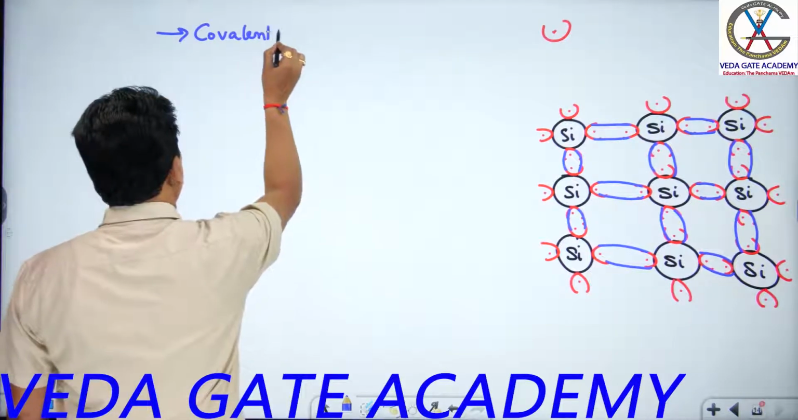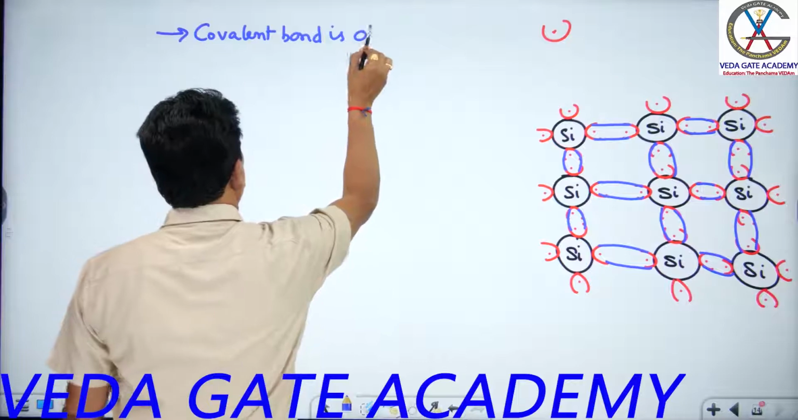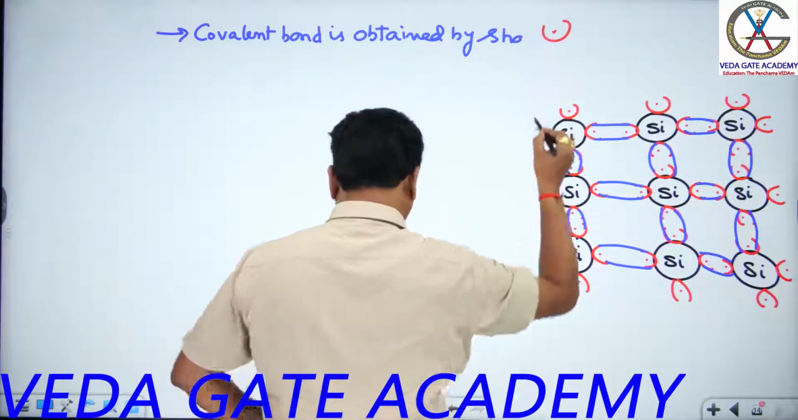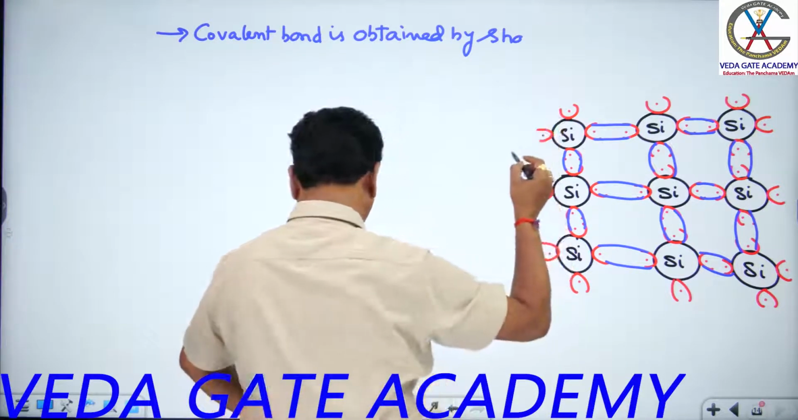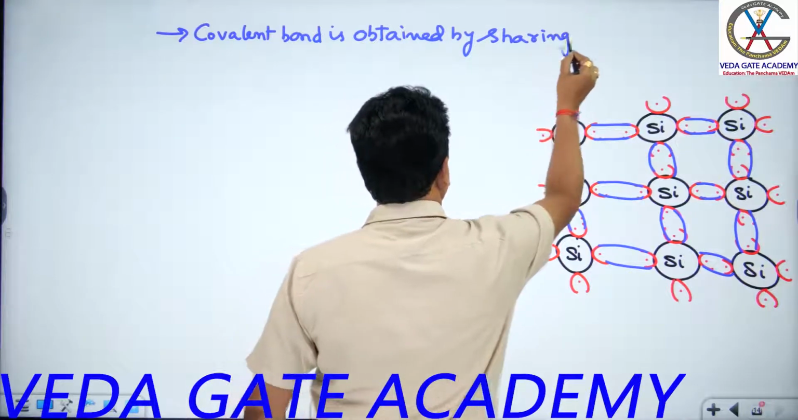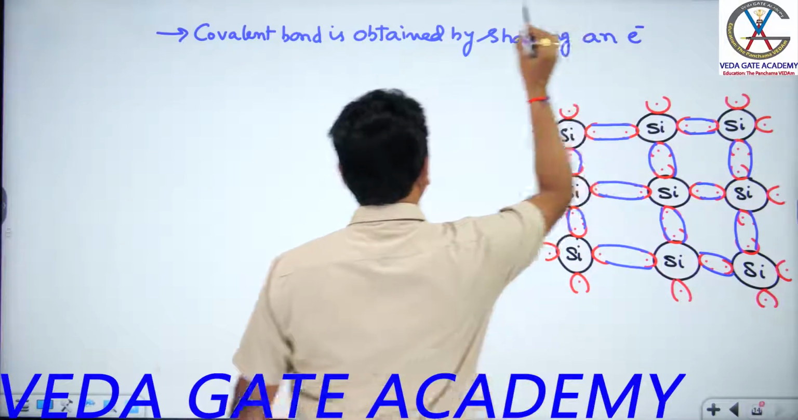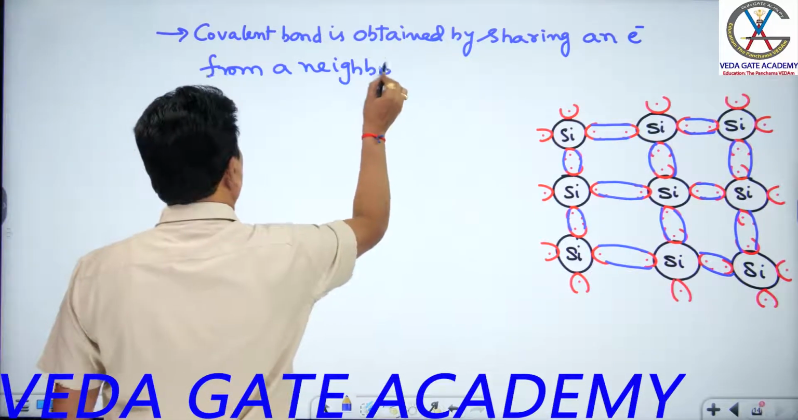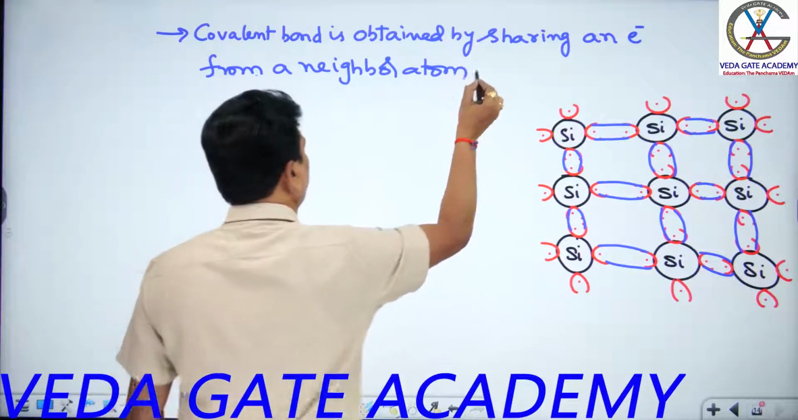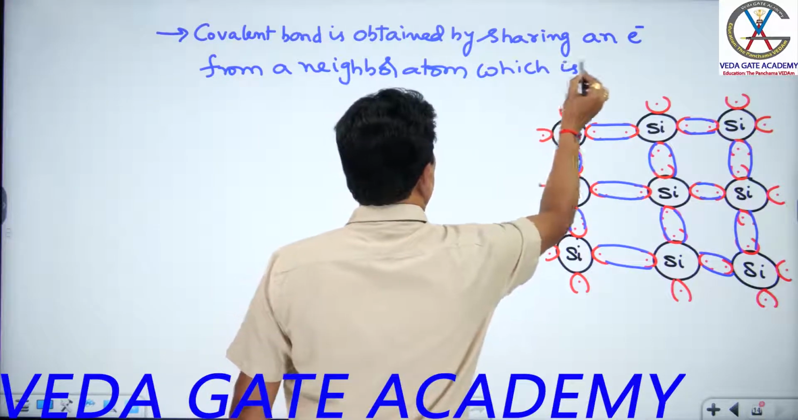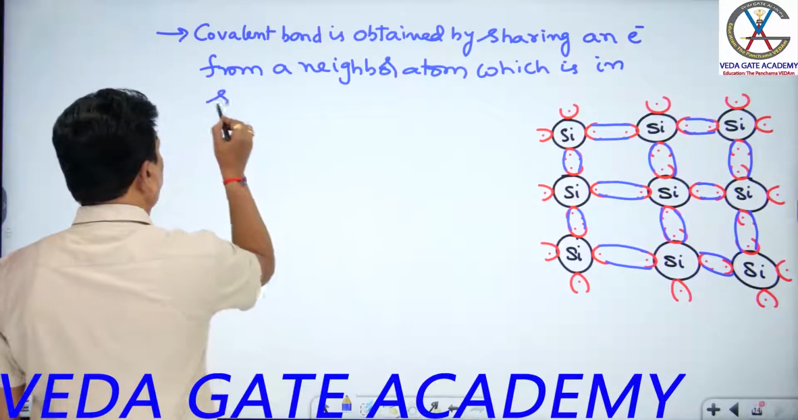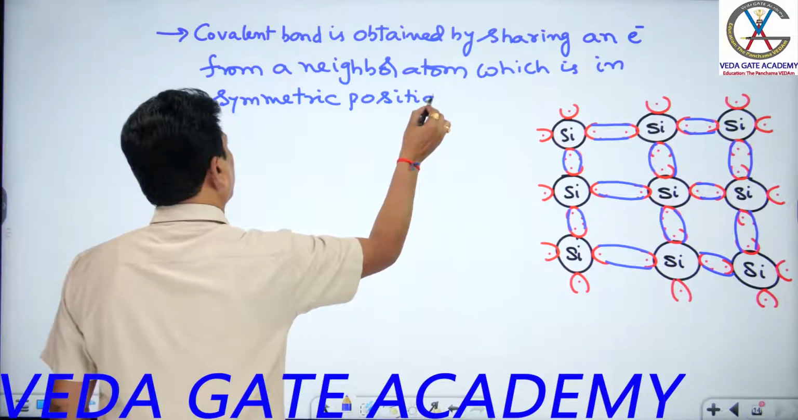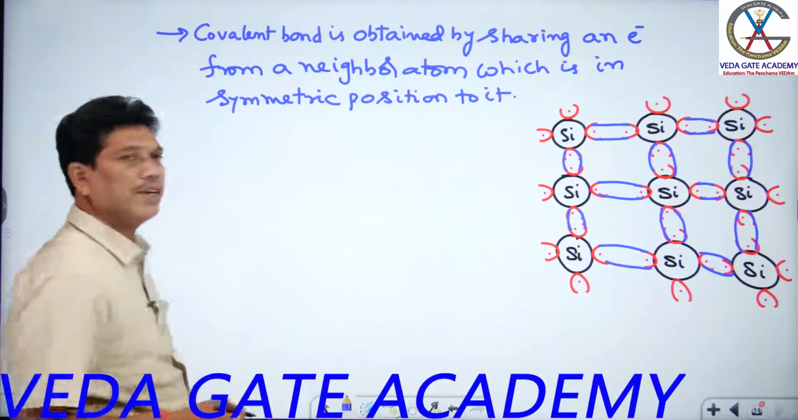Covalent bond is obtained by sharing an electron from a neighbor atom, okay, that may be any type I told, which is in symmetric position to it.